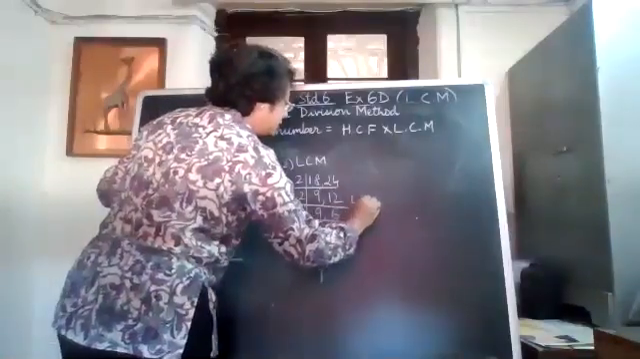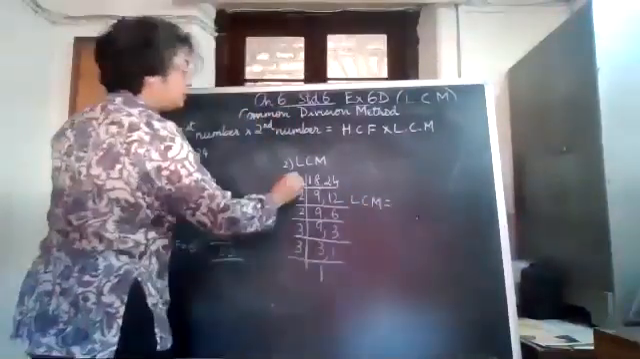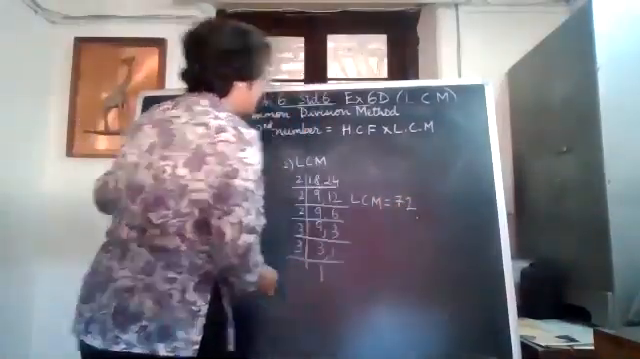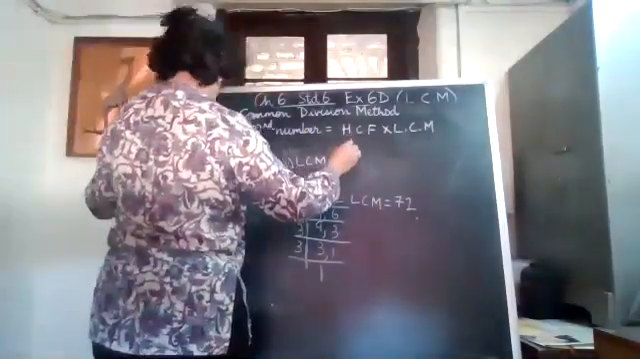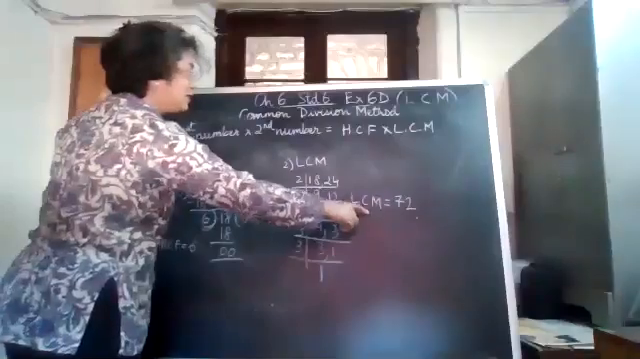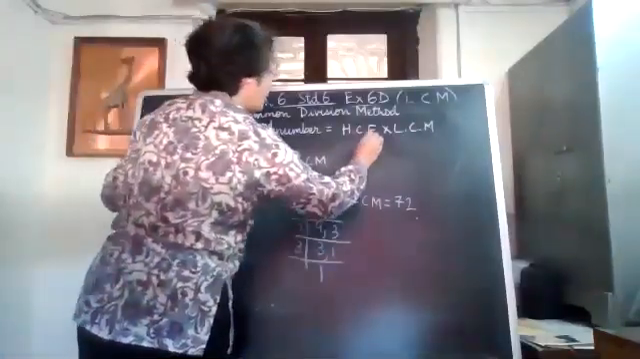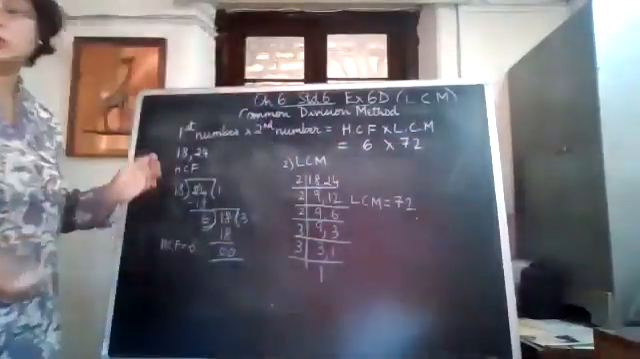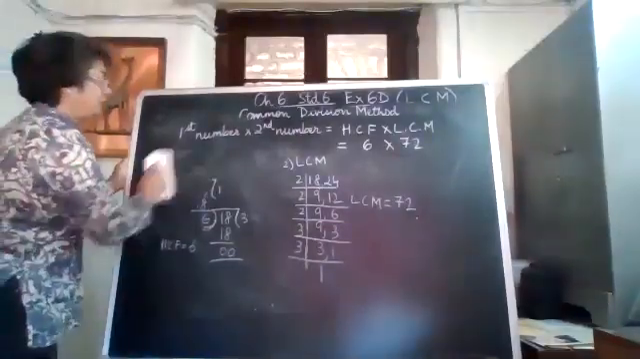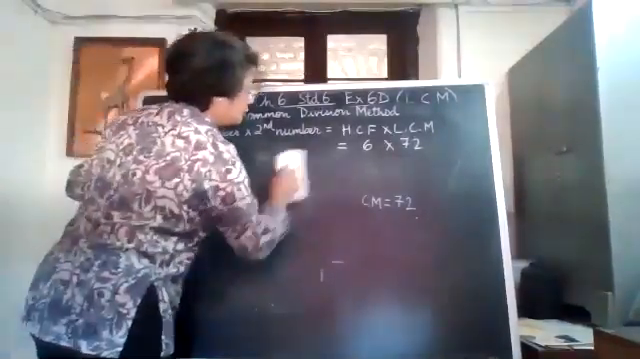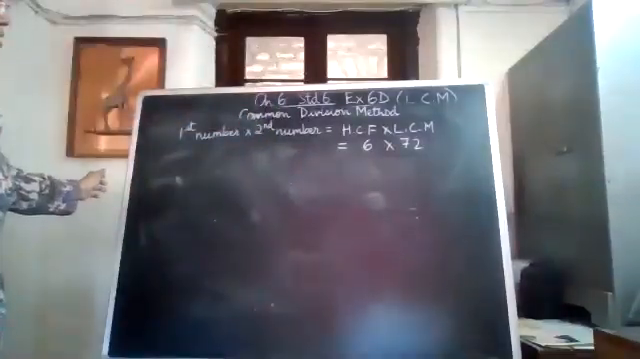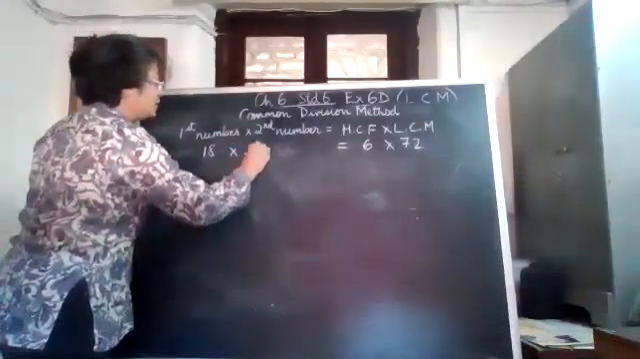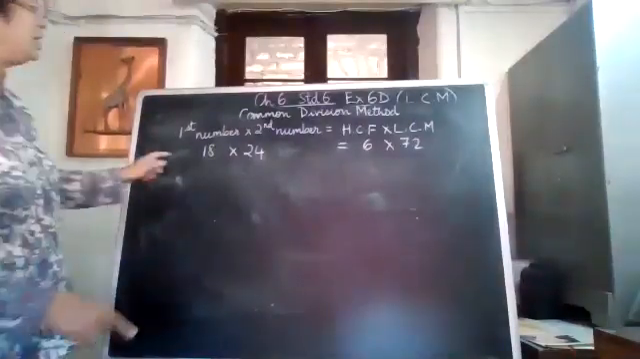So your LCM is equal to 2 2s are 4, 4 2s are 8, 8 9s are 72. Okay. So what HCF have we got? HCF is 6, LCM is 72. Okay. Now what is your first number? Your first number was 18. And your second number was 24. So 18 multiplied by 24.